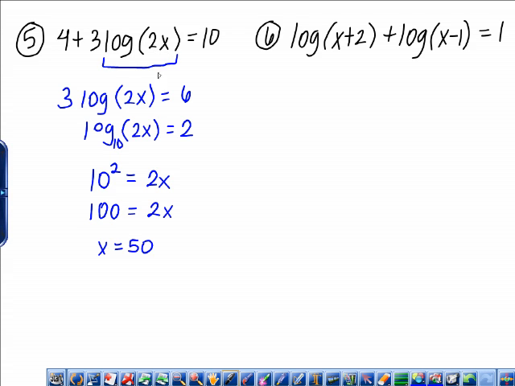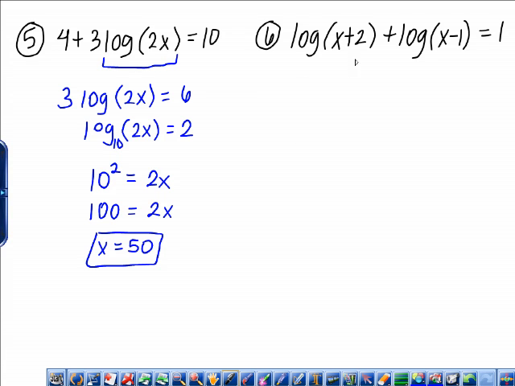In fact, let's plug it in. 2 times 50 is 100. Log of 100 is 2. 2 times 3 is 6. 6 plus 4 is 10. We're all good to go. We even now know for sure our answer is right. So the extraneous solution was not a problem on this one.